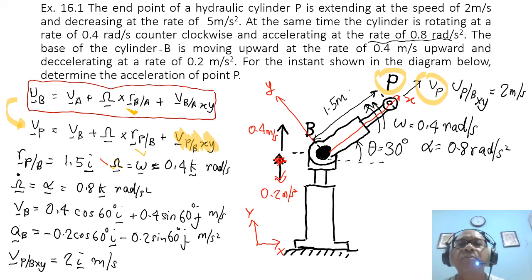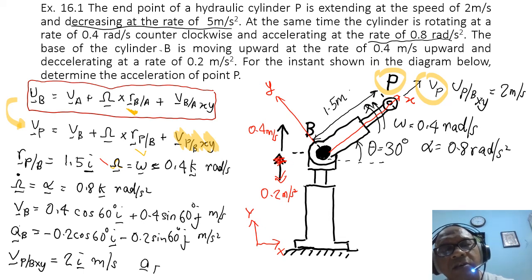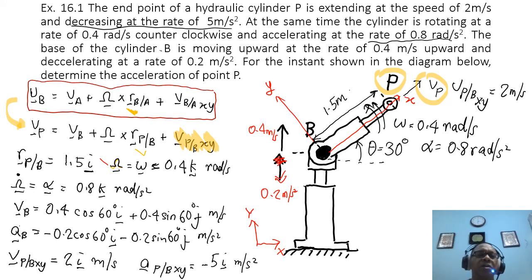Okay. Do we have anything else? Yeah, we have some more points, which is it's also decreasing at the rate of 5 meter per second square. So it's extension, but it's slowing down. So the relative acceleration A P relative to B in the XY system is negative 5 in the direction of I, meter per second square. So we have covered all the data.